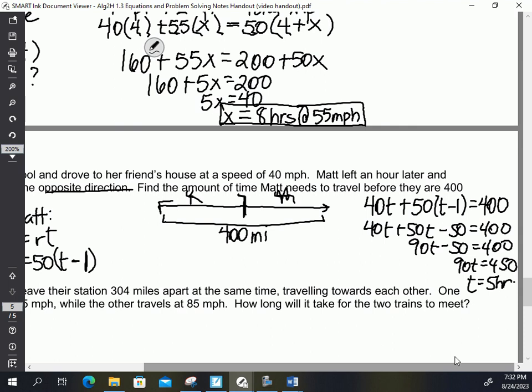Now, please keep in mind, that's Kylie's time. It asks for Matt's time. So Matt's time is 5 minus 1, 4 hours. 4 hours. Remember, pay attention. Read and interpret it carefully.